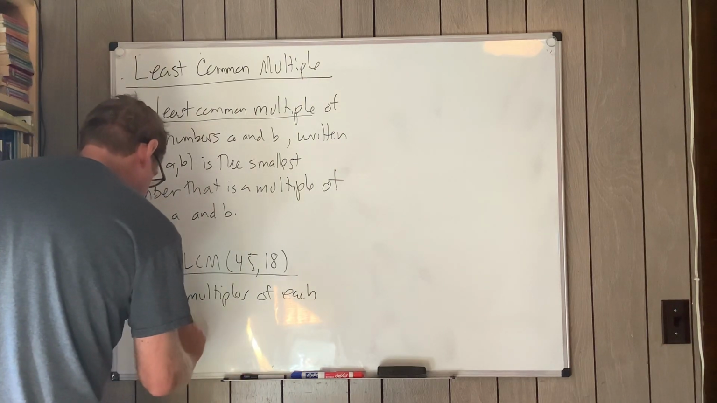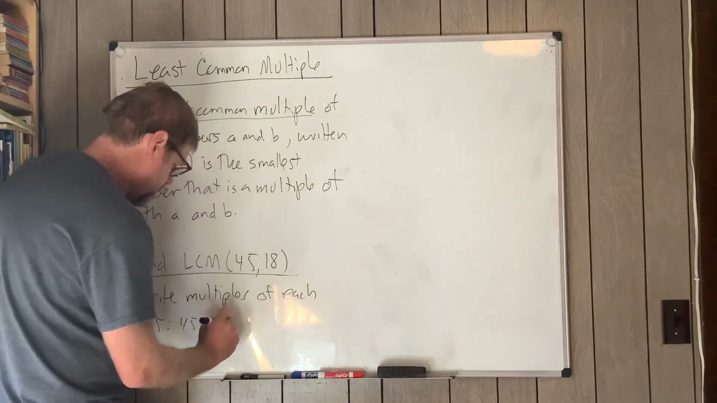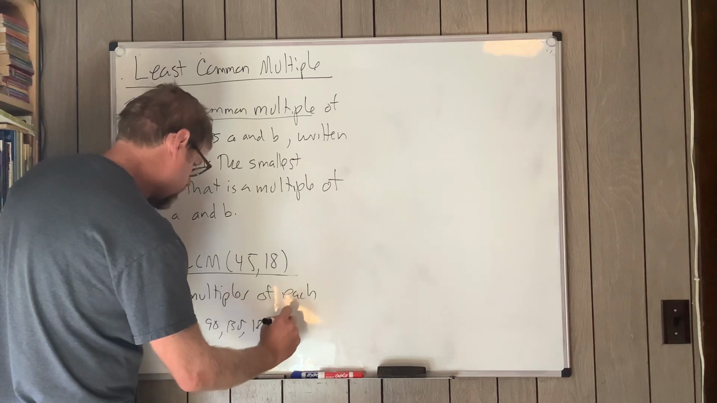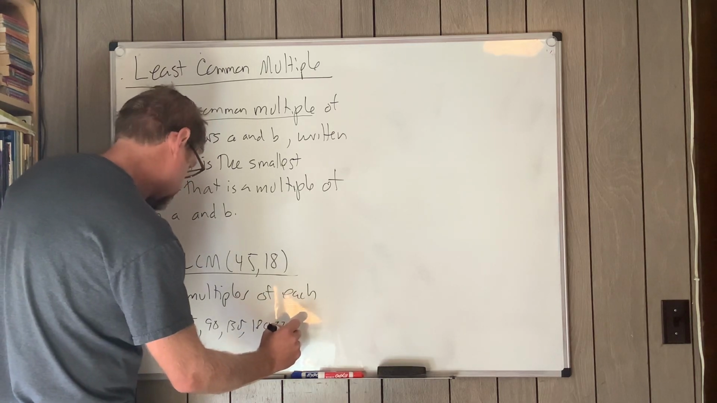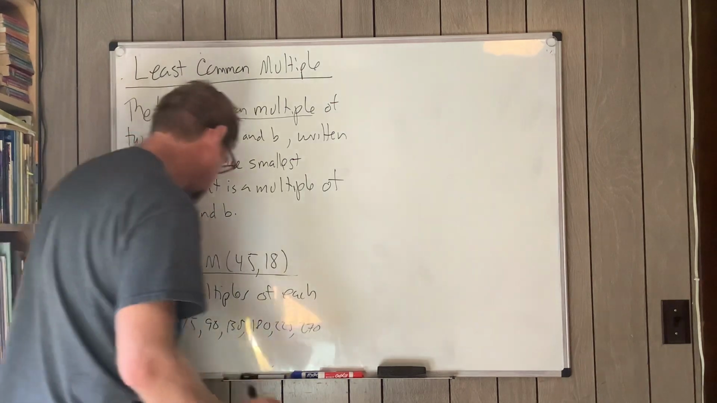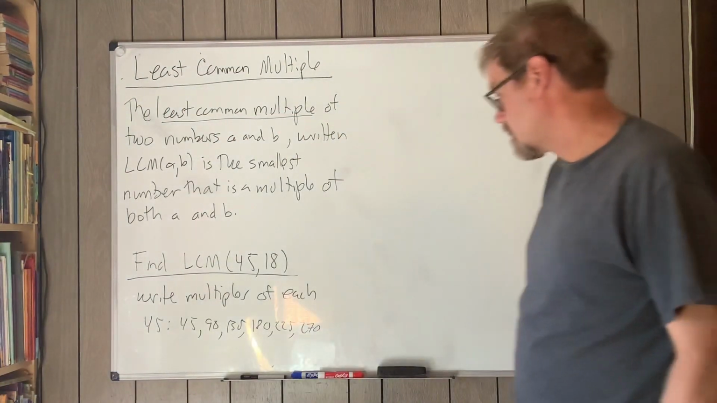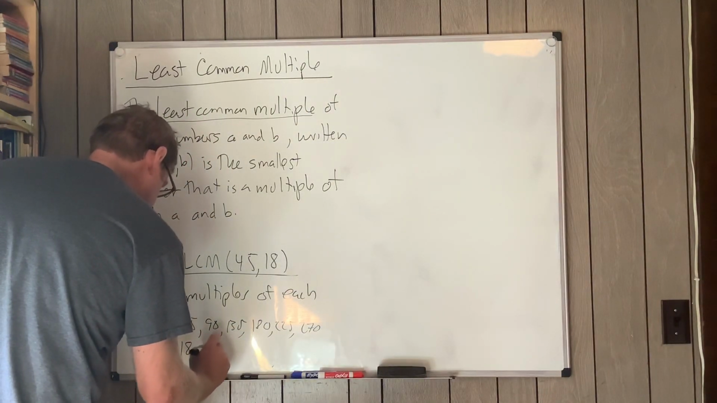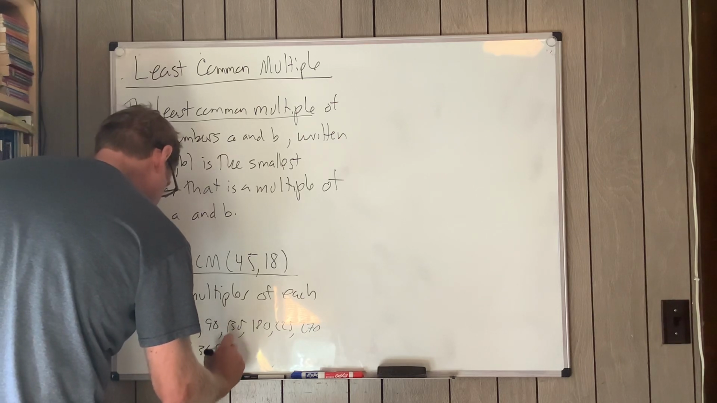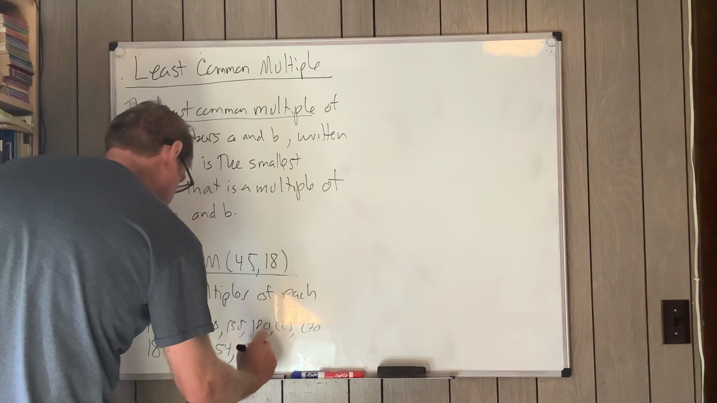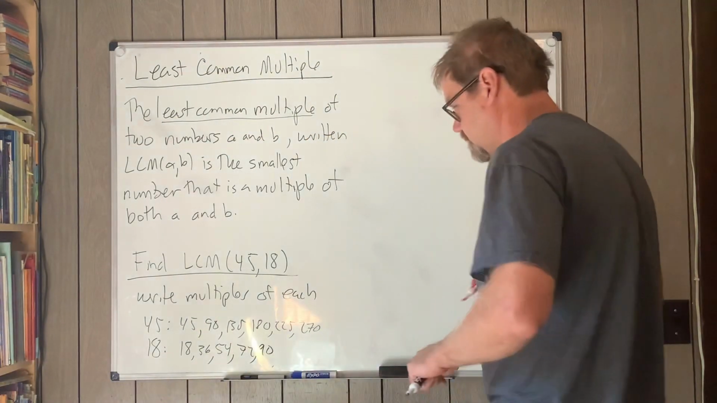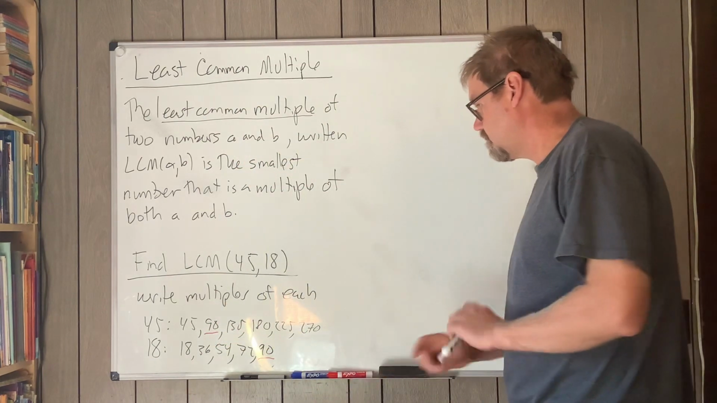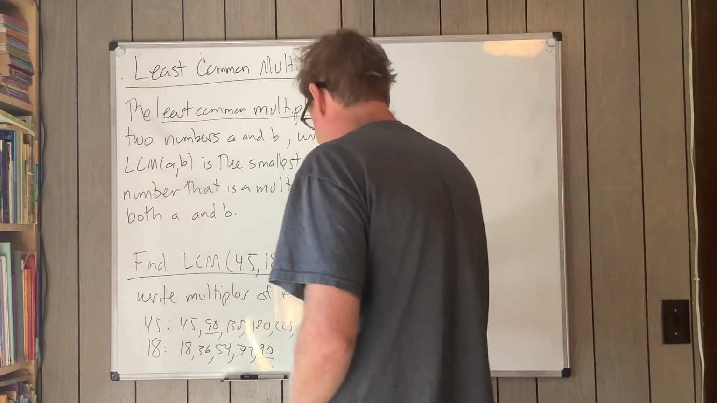So 45, right? You'll do 45, 90, 135. There's some mental math that is pretty helpful here. Maybe I'll do one more, which should be 270. And then if I do 18, 18 is going to be 18, 36, 54, 72, 90, and I'm going to stop there because I just noticed that boom, I've got 90 in both cases, right? So that's 90.